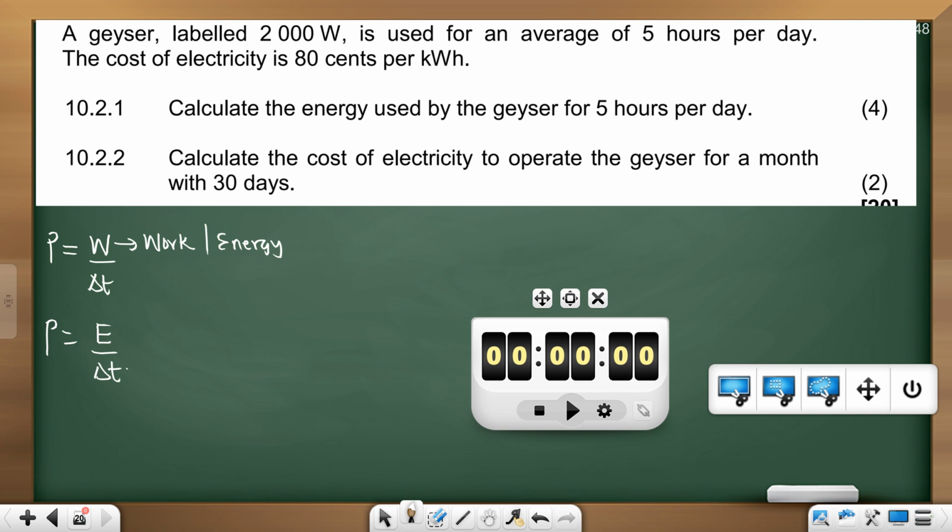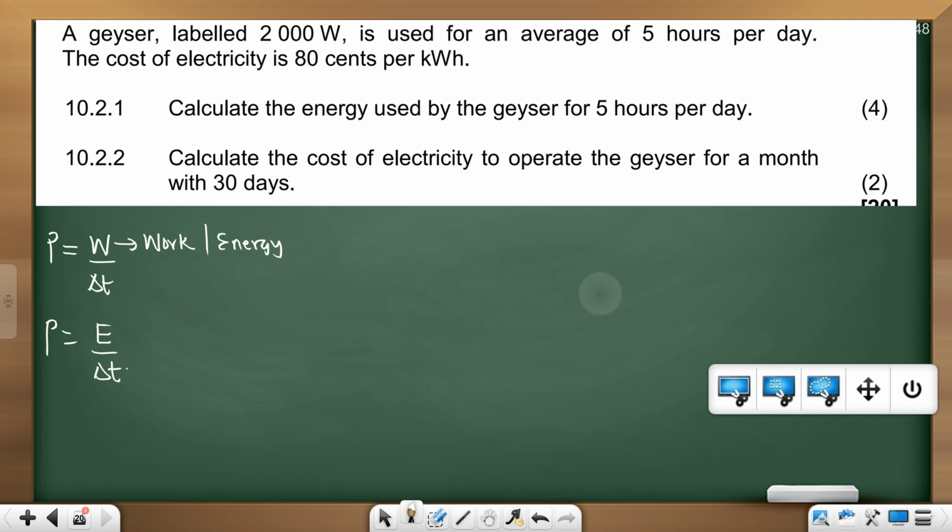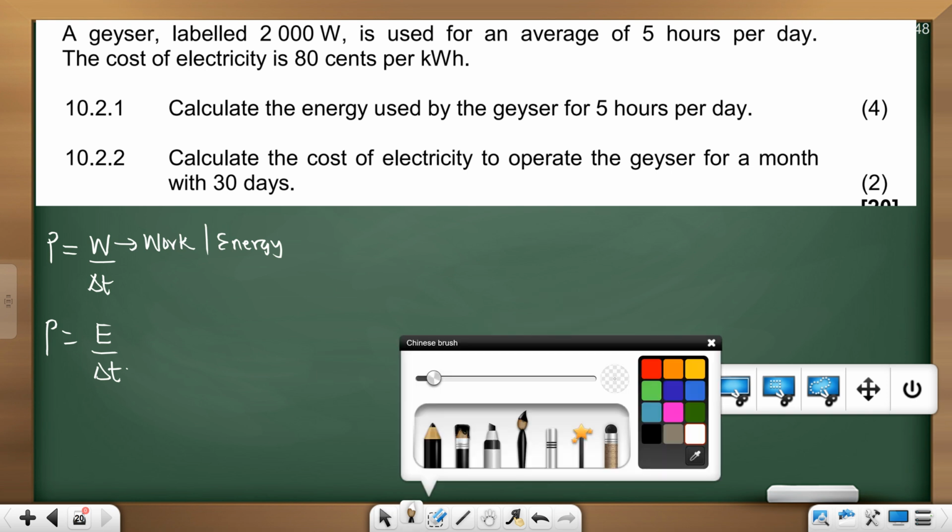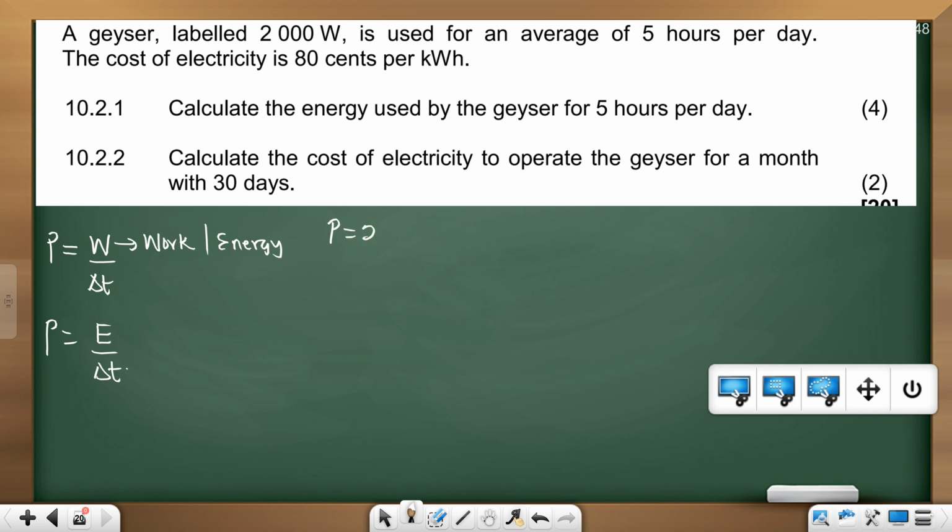Okay, let's mark. What do we know? A geyser label 2000 watts, that gives me my power rating, is used for an average of 5 hours. Cost is 80 cents per kilowatt hour. Can you see kilowatt hour? All right. Calculate the energy.